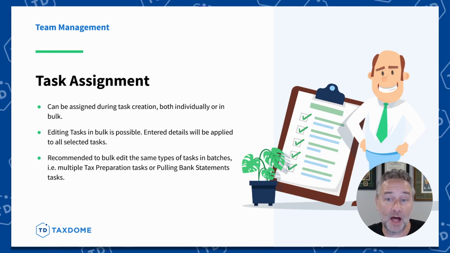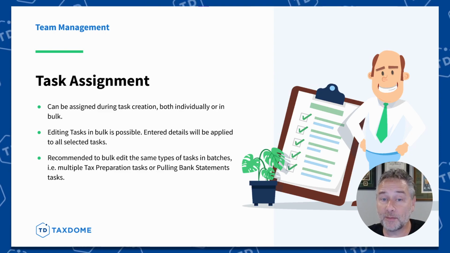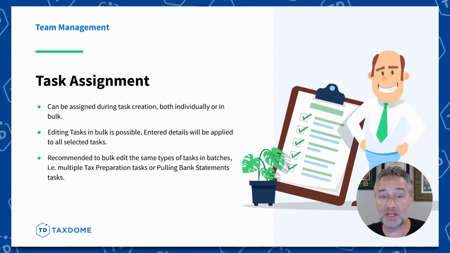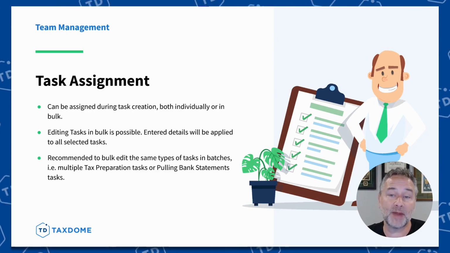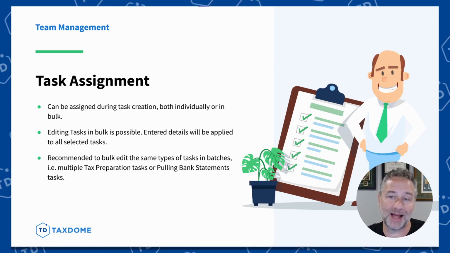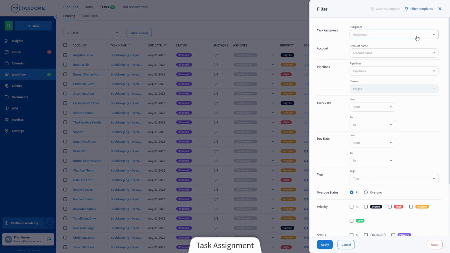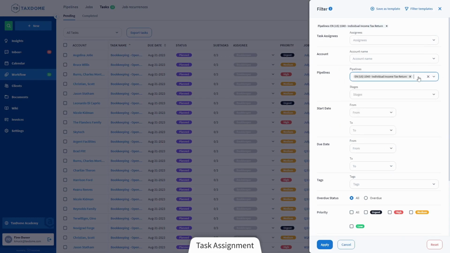Because if the other task details are different, you'll need to enter new information that will be applied to all of them. So if one was a payroll task and the other a bookkeeping task, the information you would enter would be applied to both. So the easiest way really to handle this reassignment in bulk would be to filter the list by something specific that will show you the same task type and then edit all of those in bulk.